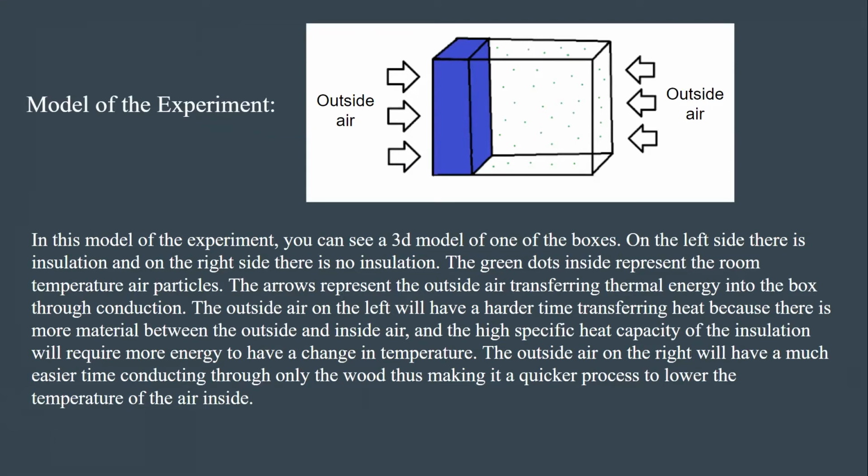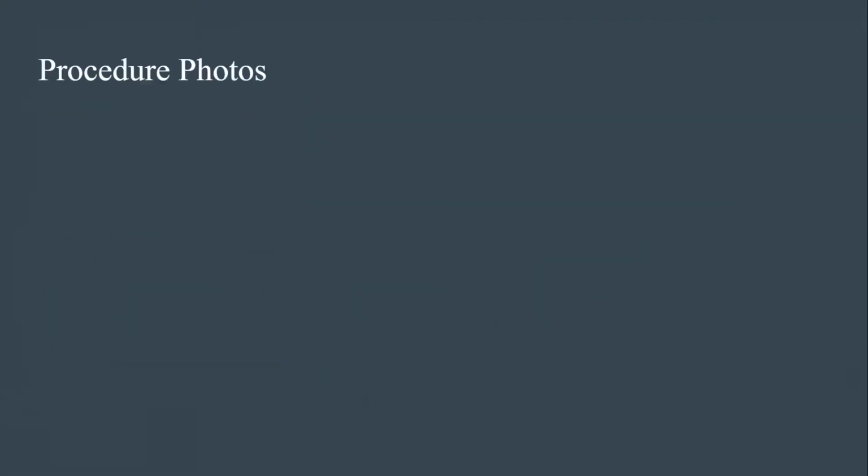The outside air on the left will have a harder time transferring heat because there is more material between the outside and the inside air, and the high specific heat capacity of the insulation will require more energy to have a change in the temperature. The outside air on the right will have a much easier time conducting through only the wood, thus making it a quicker process to lower the temperature of the air inside.